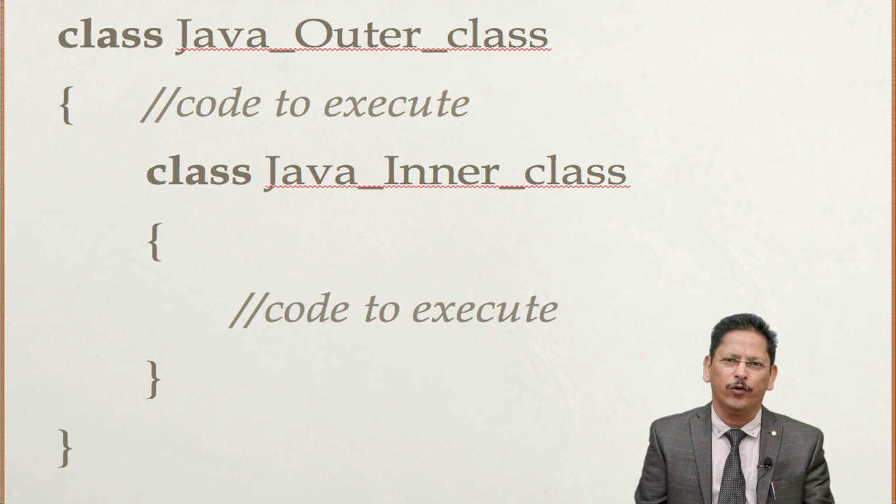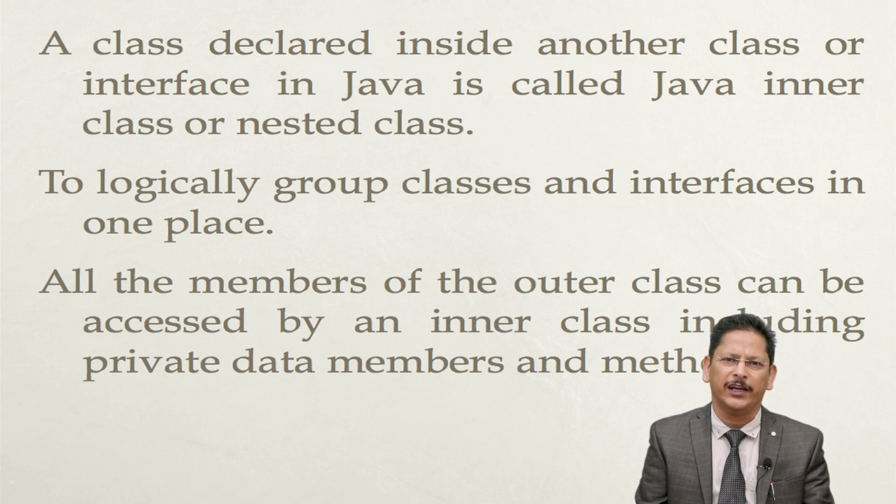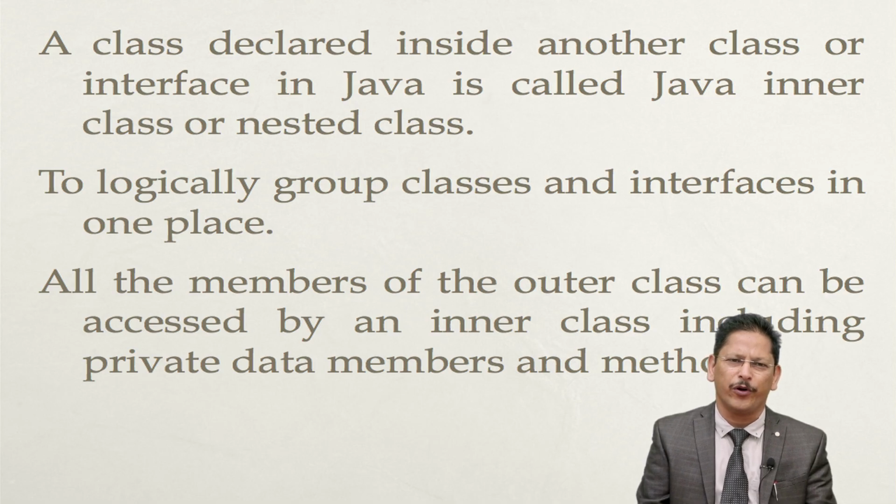Logically, it groups classes and interfaces in one place. These are the benefits of the inner class. All members of the outer class can be accessed by the inner class, including private data members and methods. See this last point: all the members of the outer class can be accessed by an inner class, because they are inside the boundary of the outer class, including private data members and methods.